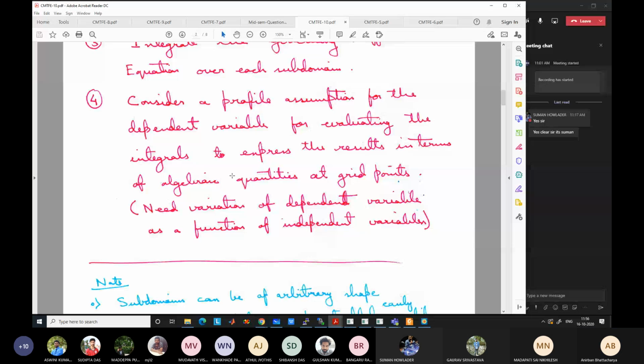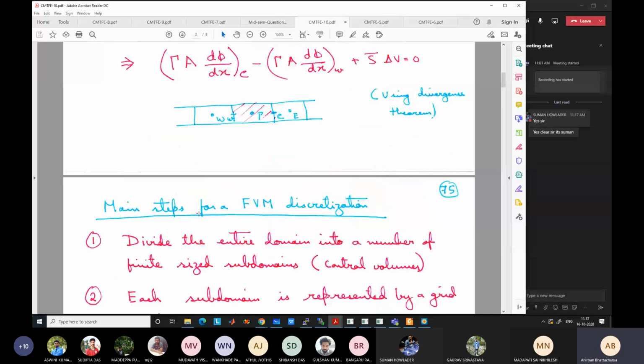Means how the phi varies with x. This we need. We don't know this obviously because that is part of the solution. So we have to assume this, that phi is varying with x in this manner, like linear manner or some. So you can ask later on, but what happens if we assume wrong? Because we are assuming, we do not know the solution.